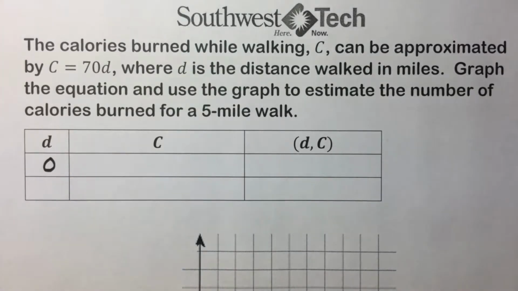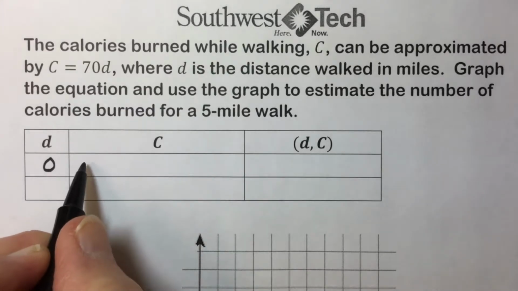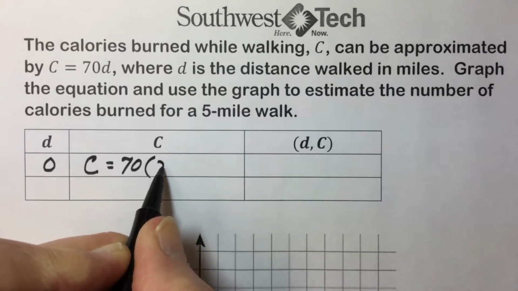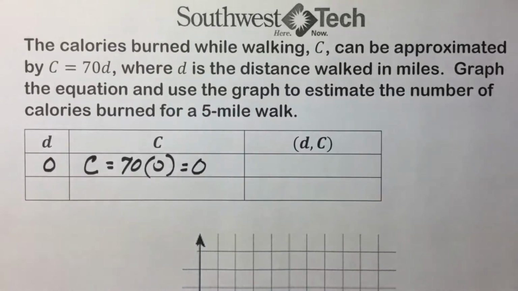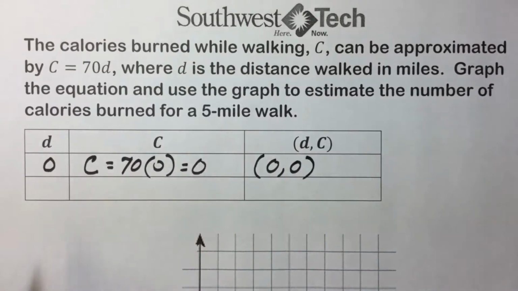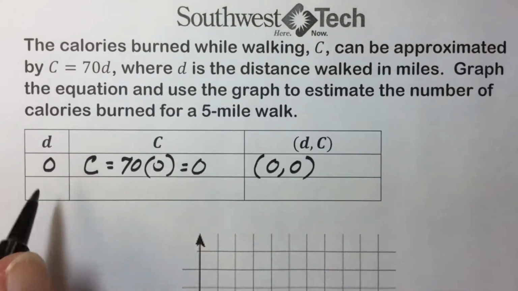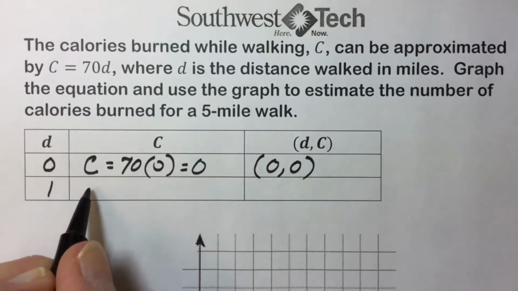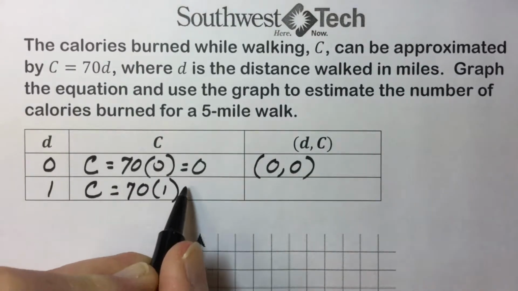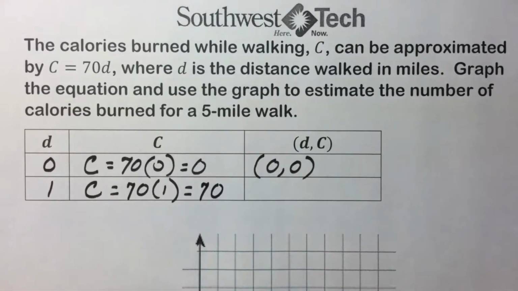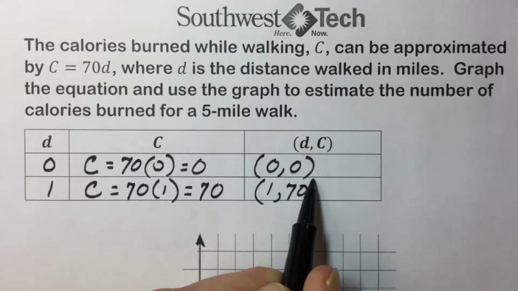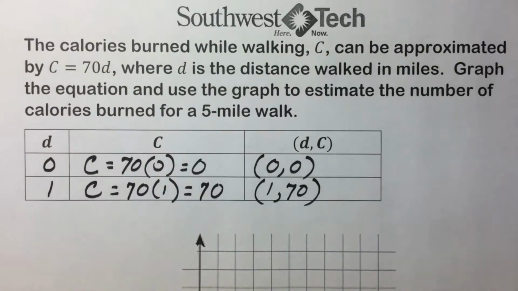If we don't walk any distance at all, C will equal 70 times D, which is 0, which is 0. Makes sense? If you don't walk, no calories are burned. If we choose 1 for D, and replace D with that 1, simplifying, we end up with 70. So 1 mile is equivalent to 70 calories burned.